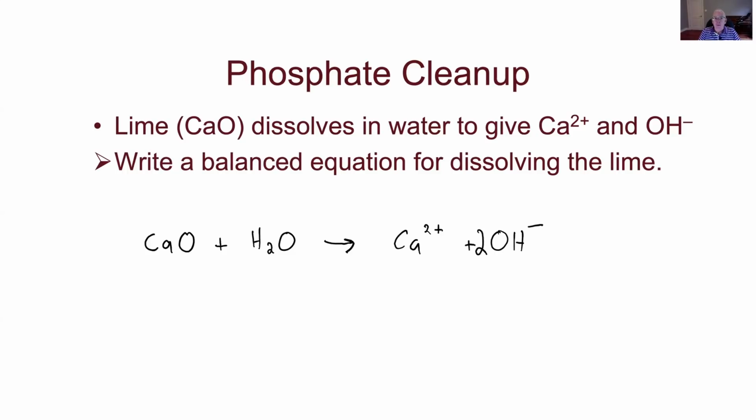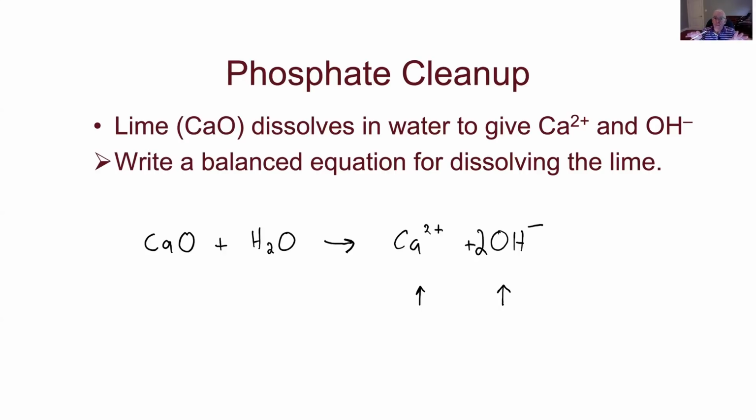When I do that, notice that it also fixes up my charges, right? We said charges have to balance as well. And now I have 2 plus from the calcium ion, and I have 2 times -1 from the hydroxide ion. So I have 0 charge on the right, and I have 0 charge on the left. So that's my first balanced equation.